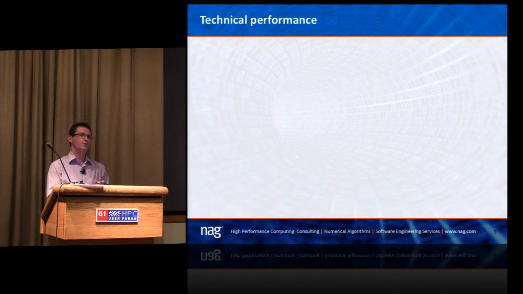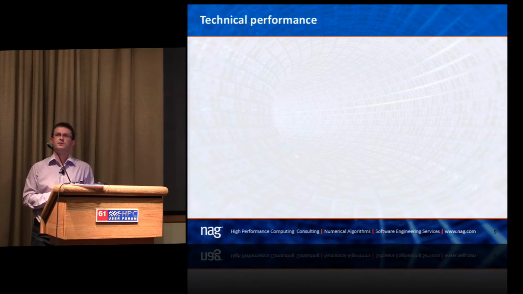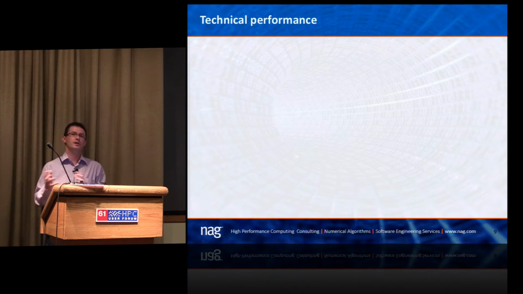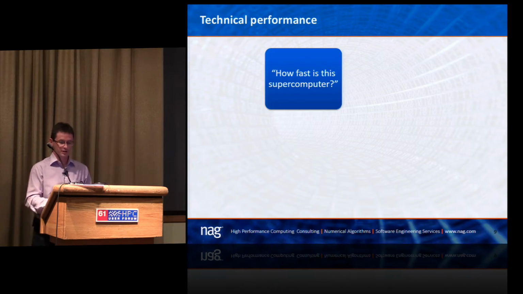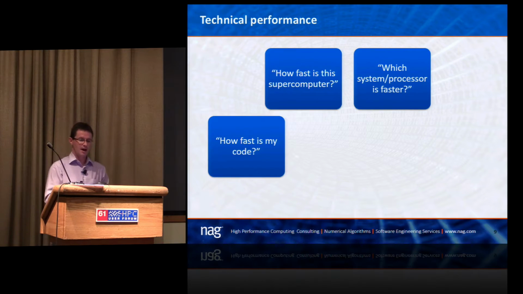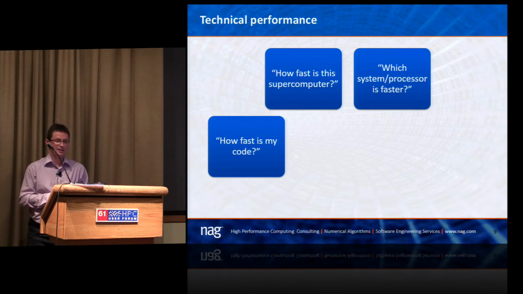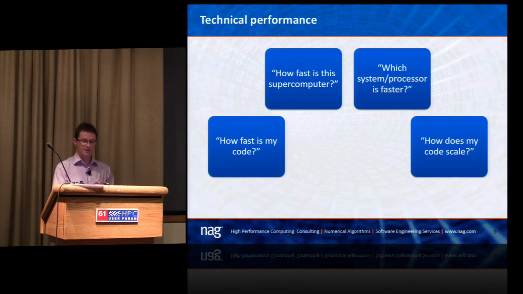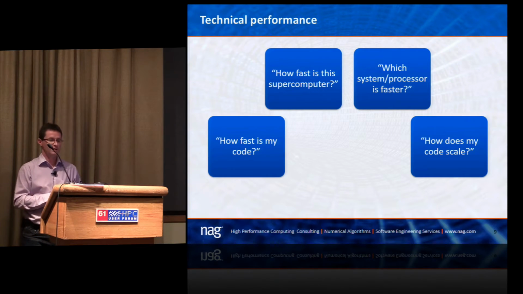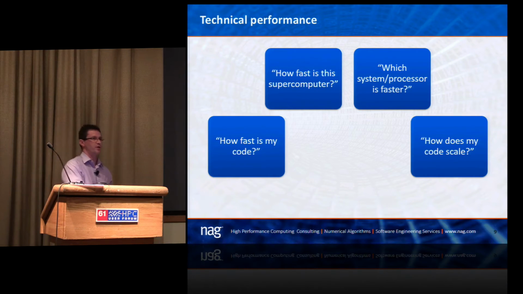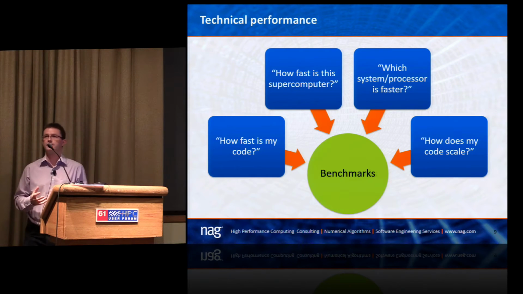Technical performance. So when we talk about measuring HPC systems, most of us, being technically minded, will immediately jump to things where we're measuring the performance of the hardware itself, how fast the hardware runs. You have questions that come up like this. How fast is this supercomputer? How fast is my code? How well does my code scale? Which supercomputer or which system or which processor is faster? And all of these come down to a benchmarking exercise.